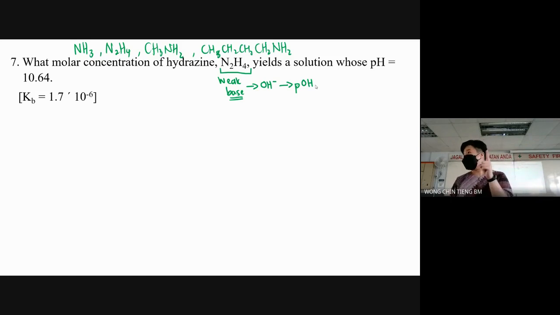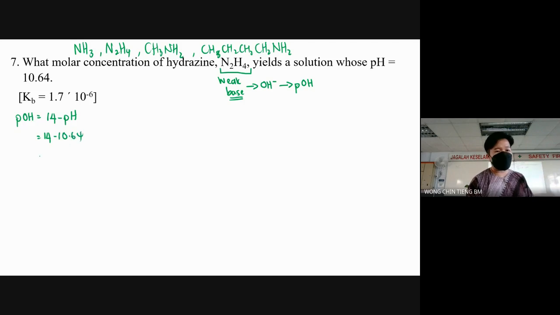Nampak? So, isu kedua. Isu pertama tadi adalah dia bagi pH tapi dia minta concentration. Yang tu dah pening lah. Isu kedua, dia bagi weak base dan dia bagi pH. Nampak soalan dia? So, the first thing before anything, do I use the pH straight away? No, we will definitely use the pOH. So, kat sini kita akan buat yang kamu suka tadi. So, pOH equals to 14 minus pH. 14 minus 10.64. I think kalau saya congak, saya dapat 3.36. Betul? Okay.